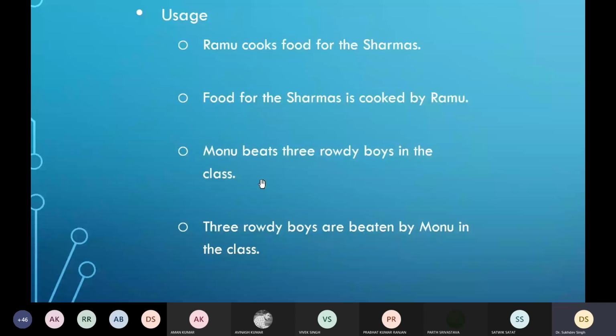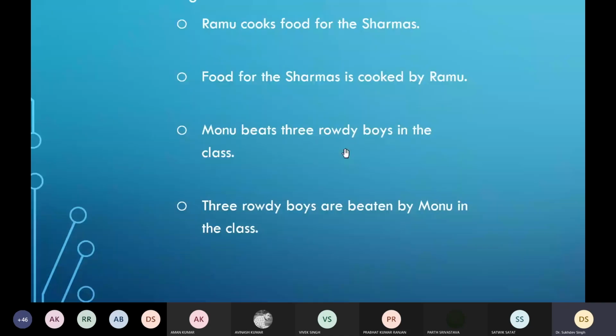Monu beats 3 rowdy boys in the class. Subject Monu is doing something. We will pick 3 rowdy boys and place it in the place of the subject, because this is what is being emphasized in the passive voice. 3 rowdy boys, these are plural. This subject is plural, 3 rowdy boys.